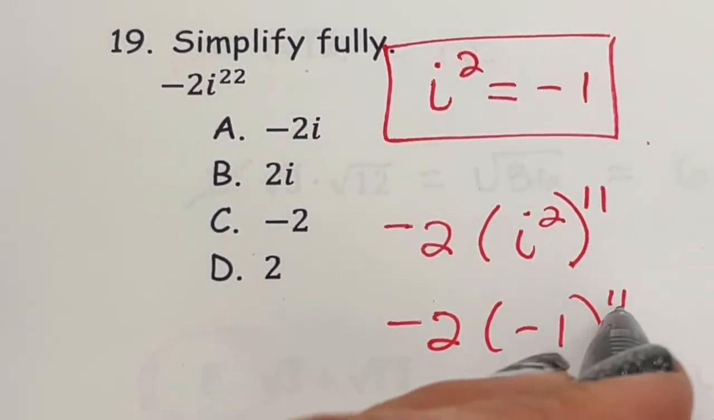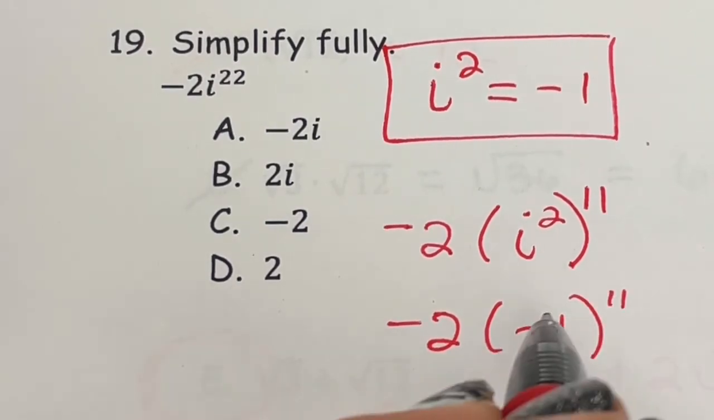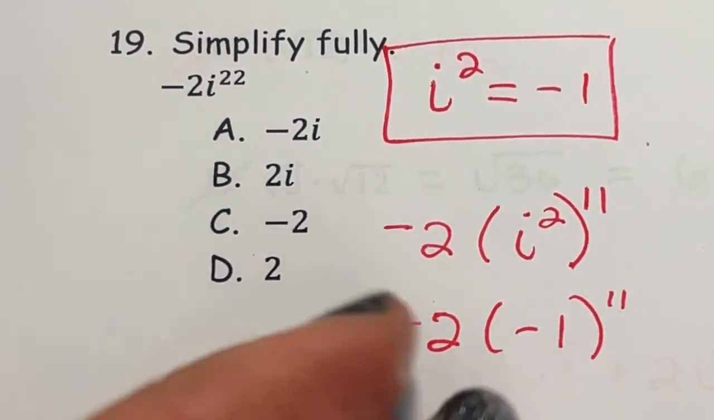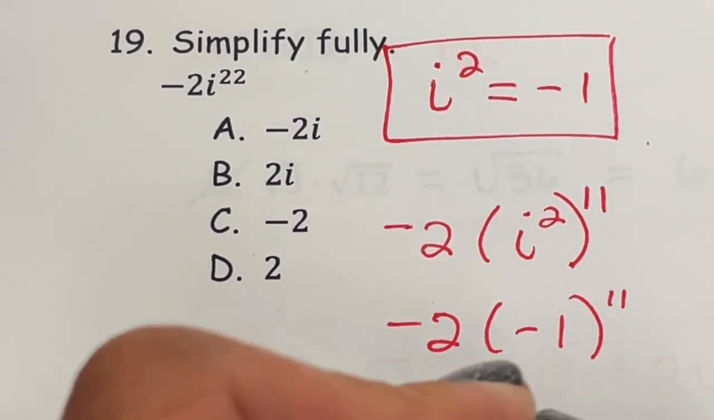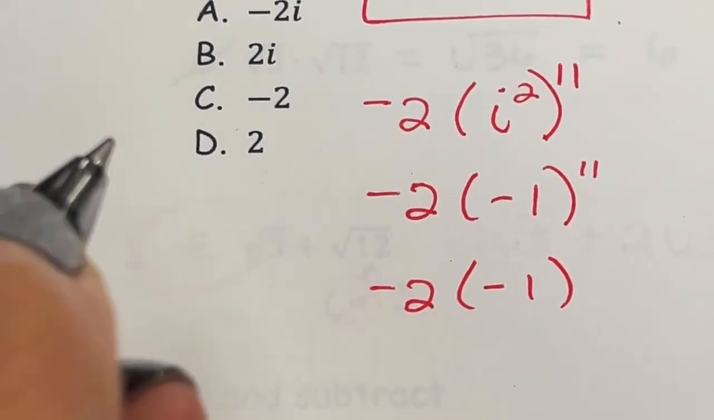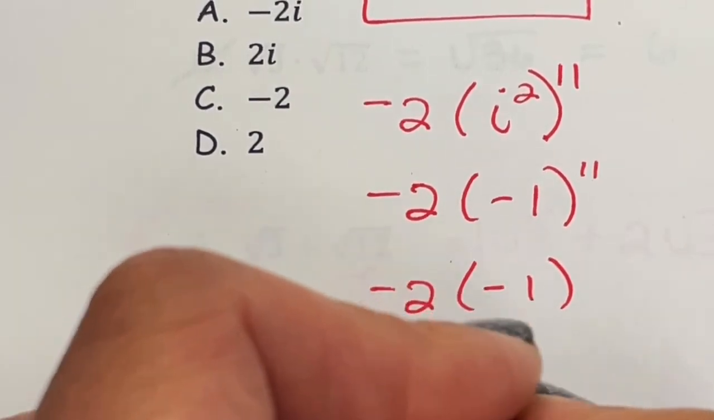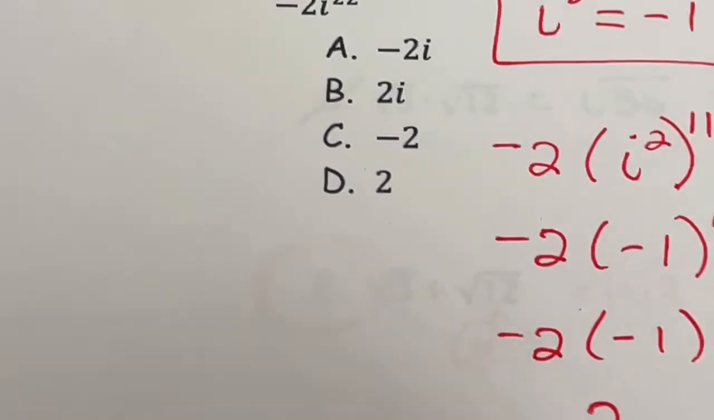-1 to the 11th power, well, 11's an odd number, so we have an odd number of -1s, and that means that when I raise -1 to the 11th power, it's just going to be -1. And -2 times -1 is positive 2. So the answer is D.